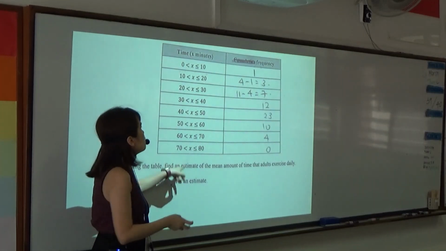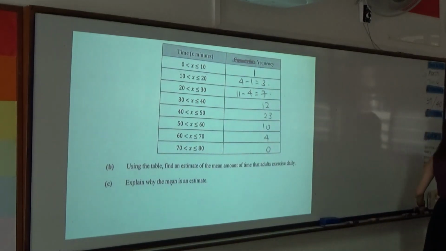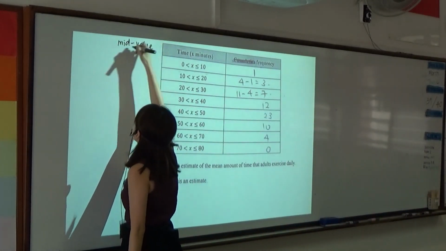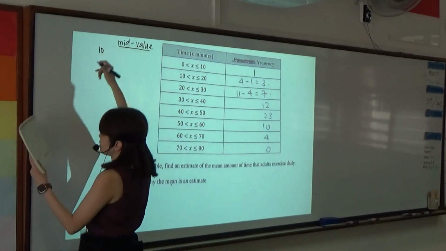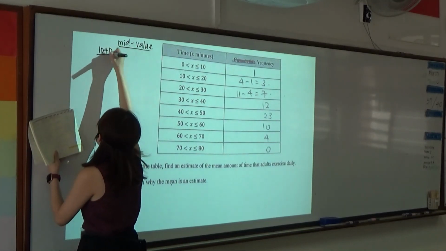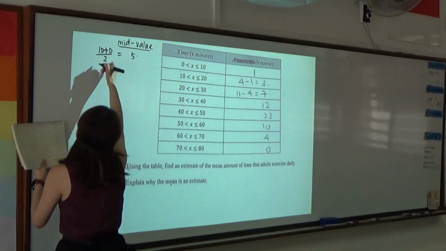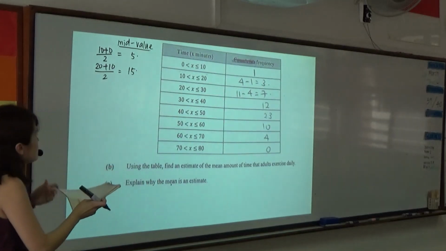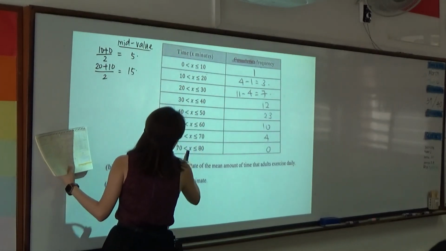And how do we estimate when the data values are given in an interval? We need to find out what is the mid value. So we create a second header, mid value, where I take the upper bound plus the lower bound, sorry, not minus but plus, and divide by 2. And I will find that it is 5. So I continuously do that to find out what is the mid value in these intervals.